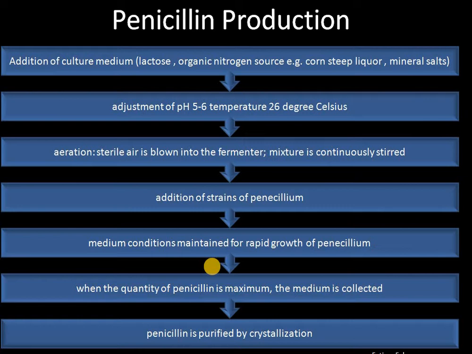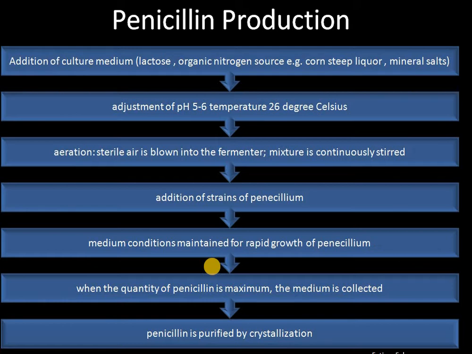This culture medium contains all the nutrients which are required for the growth of the fungus that we are adding into the fermenter. The culture medium includes lactose, which is milk sugar, an organic nitrogen source, for example corn steep liquor, and we will add some mineral salts as well. The pH is maintained at 5 to 6, which is slightly acidic, of course, and the temperature is kept at 26 degrees Celsius. Aeration is done.